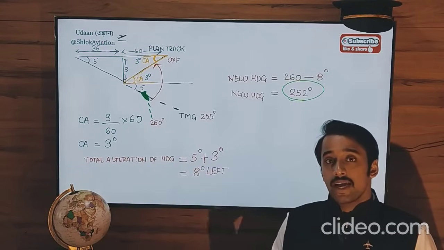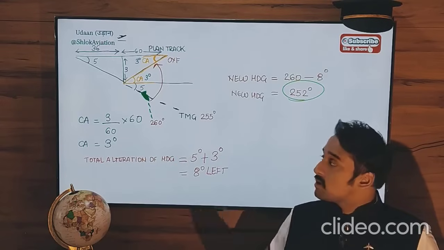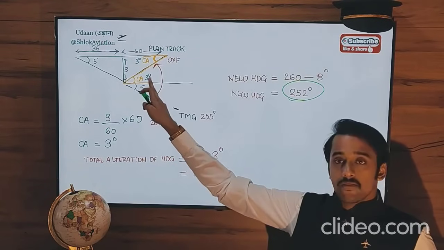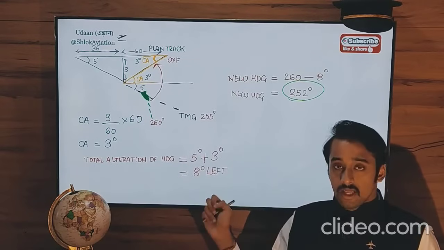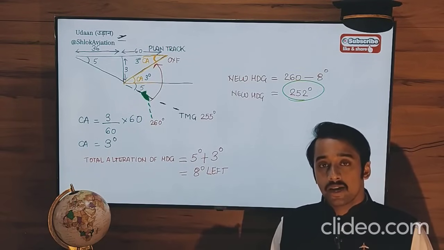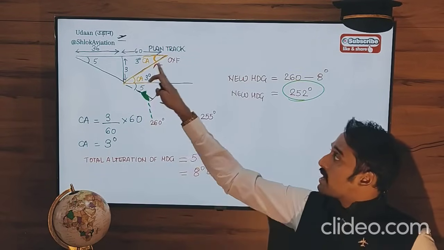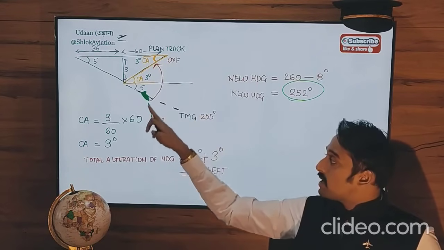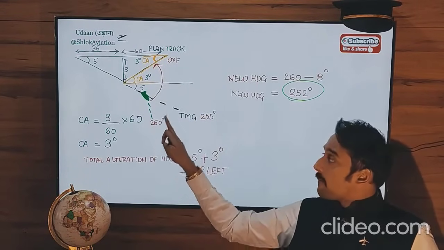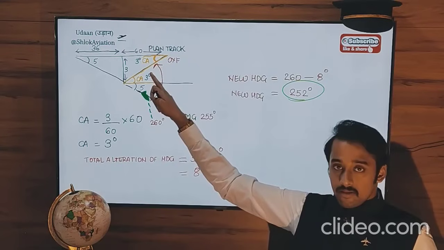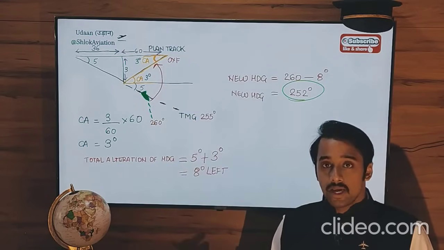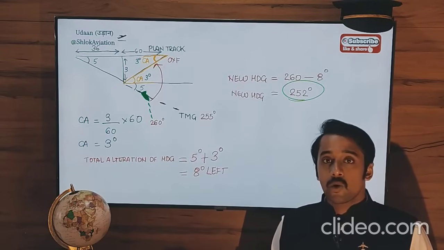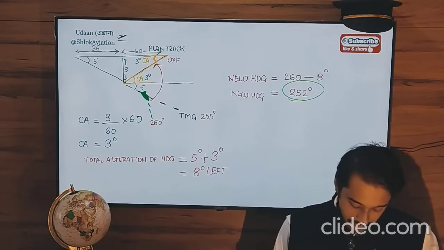So now the total heading change that you will need to perform will be 5 plus 3, a total of 8 degrees to the left hand side. And therefore, what will be the new heading your aircraft should fly? To go directly to Oxford, your destination, the new heading will be the original heading minus this total 8 degrees. So 260 minus 8, which is 252 degrees. Why minus? If you are going left, minus it.